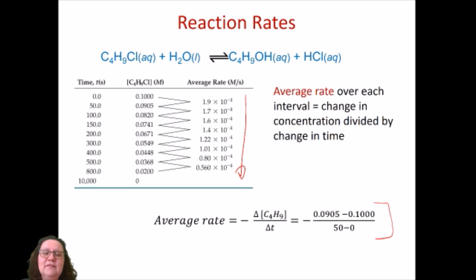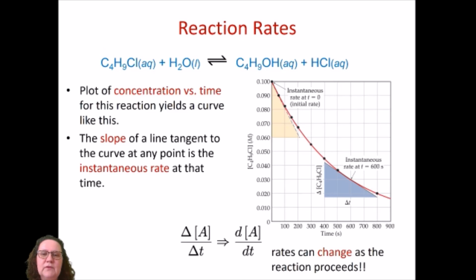So it is unlikely that your reaction will have one average rate for the whole reaction, because it is likely that your reaction will have different reaction rates depending on what point in the reaction you are measuring the reaction rate with respect to. If we plot the concentration of butyl chloride as a function of time, what we have is a curve. And we can use the slope of a line tangent to that curve at any point in time to calculate the instantaneous reaction rate at that time.